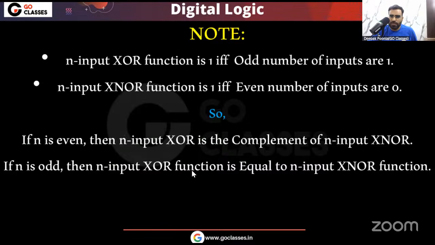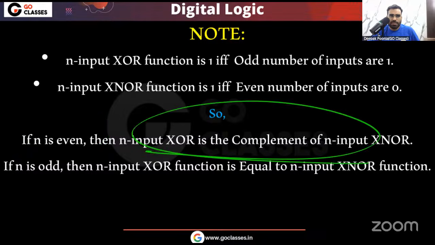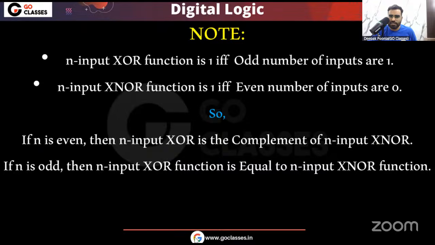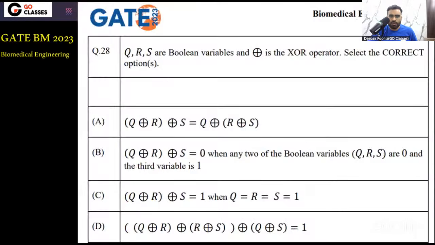Okay, this is also very important. When the number of inputs is odd, then XOR and XNOR, these operations, these functions, are the same. And when the number of inputs is even, then XOR and XNOR, these functions, are complements of each other. Okay, very simple. So let's solve it here.